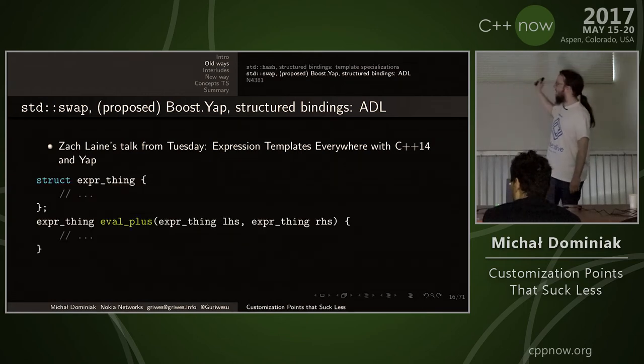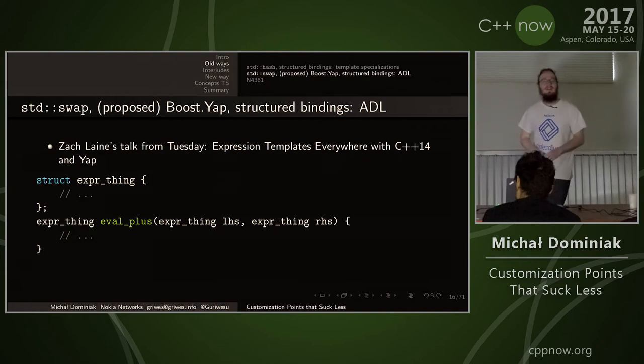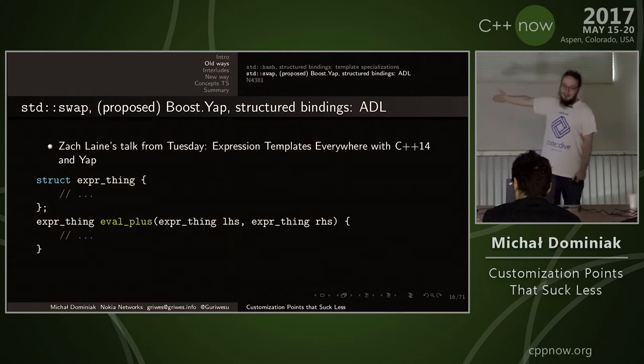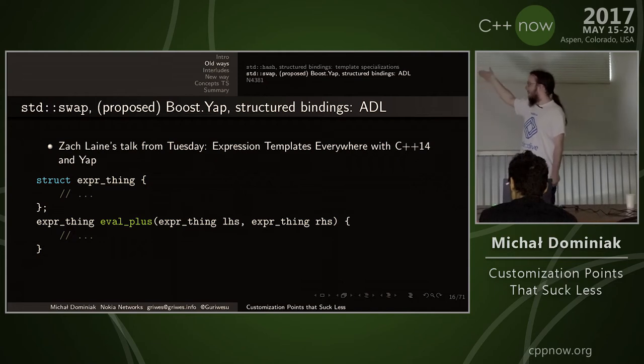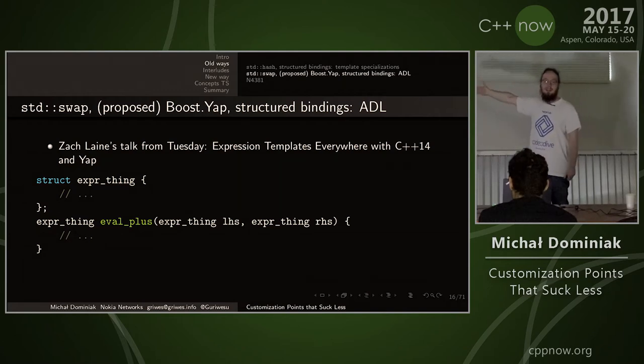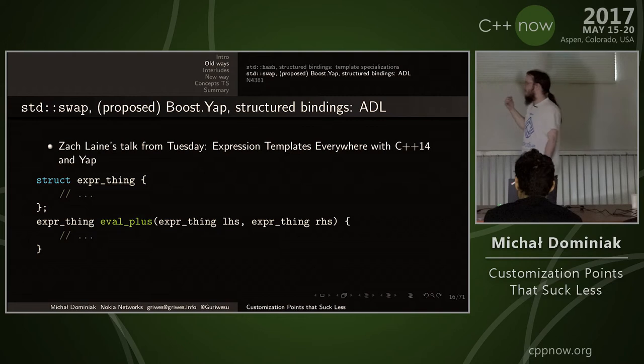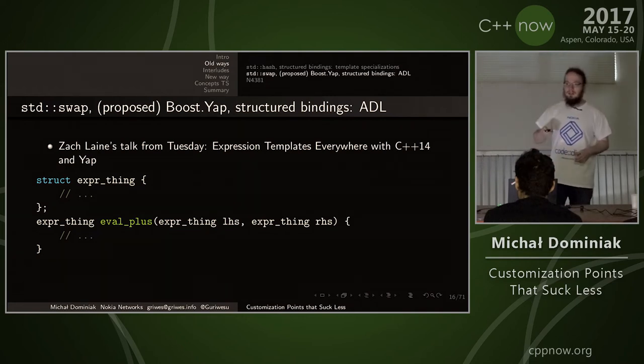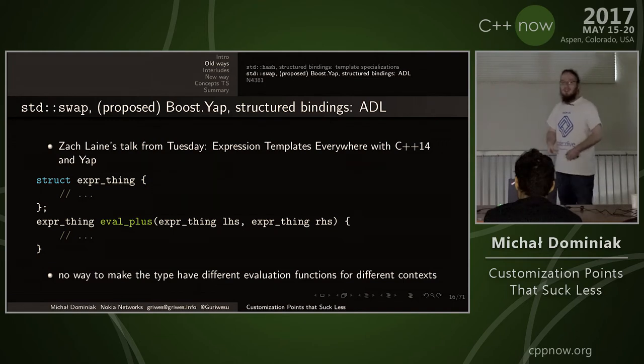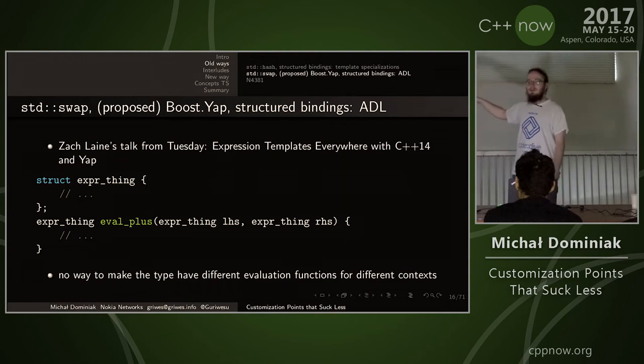So, Zach's talk. YAP is an expression template library that allows you to have your user-defined types have specialized behavior. For example, you implement eval_plus, I hope I didn't make a mistake here, to specialize what happens for operator plus in the expression template. This uses ADL and it works. But there is one slight problem that Zach mentioned. There's no way to make the behavior different in different contexts. The ADL call to eval_plus will always find this function and nothing else, which is not very optimal.